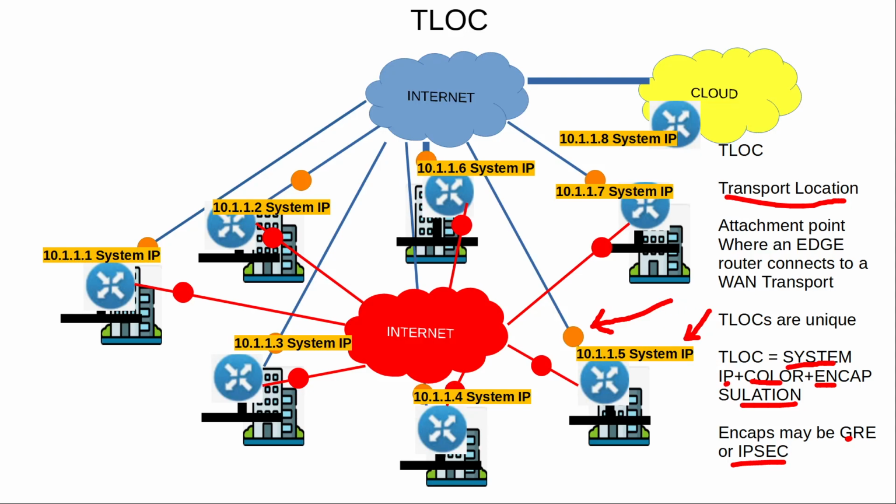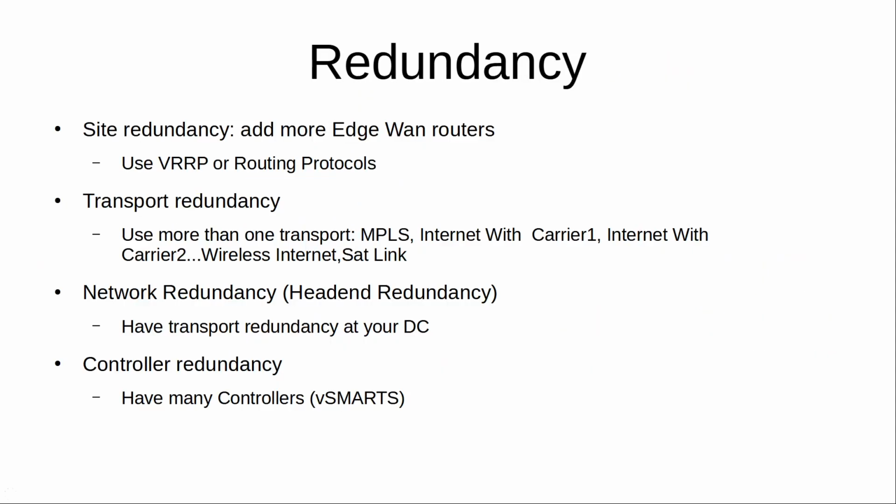If you want to provide redundancy to your SD-WAN solution, if you want site redundancy, you can add more edge devices. If you want transport redundancy, you can add several transports. If you want to have network redundancy, also known as hybrid redundancy, that means providing transport redundancy to your data center. And if you want controller redundancy, that means using more controllers.